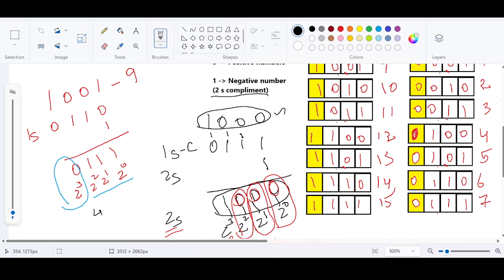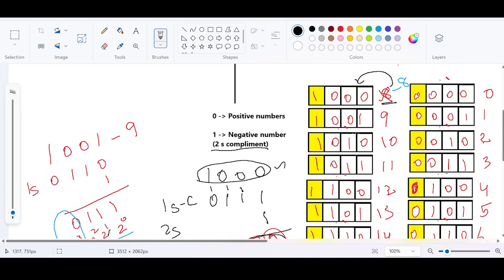2 to the power of 2 is 4, 2 to the power of 1 is what? 2, and 2 to the power of 0 is what? 1. So you will get what? 7. Since it is a 2's complement, you will add a minus. Making sense? Now this 8, okay? This 9 becomes what? Minus 7.